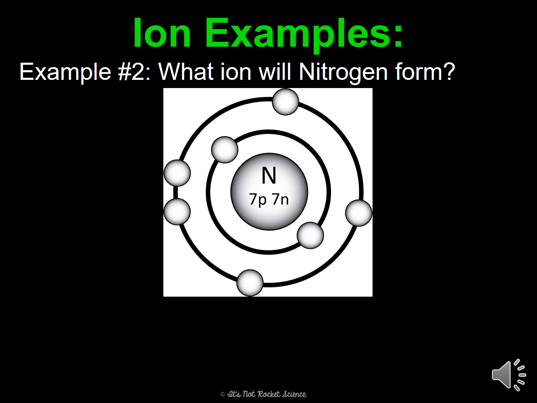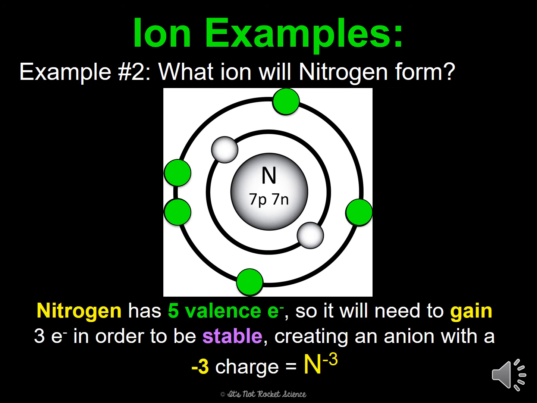For nitrogen, it's got 5 valence electrons, but we need 8, so we only need to gain 3. We're going to gain them, which would be opposite and have a negative charge, so nitrogen negative 3.